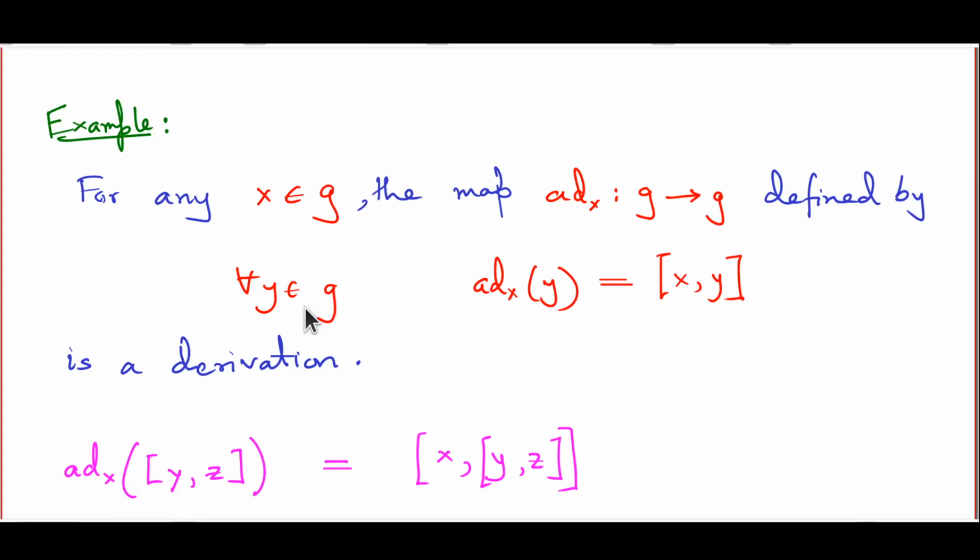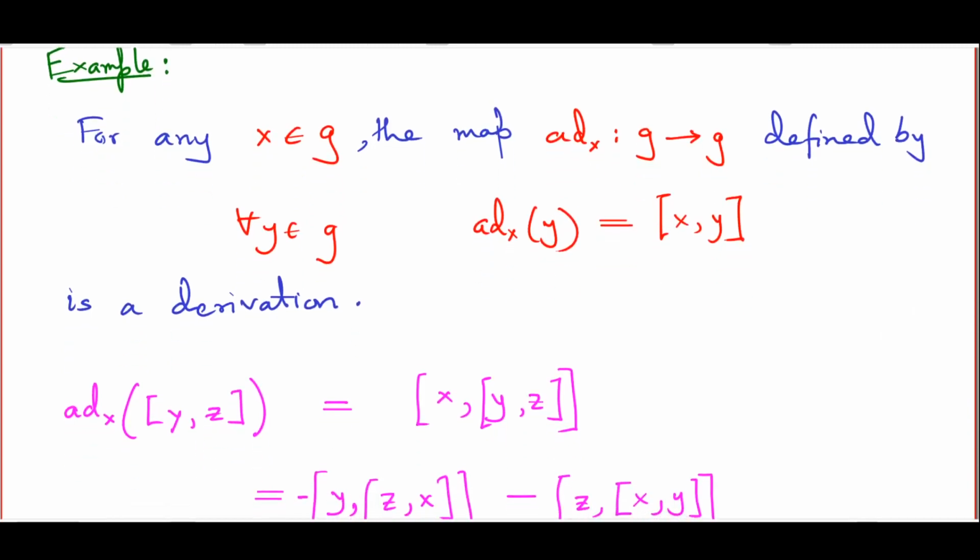Now, the claim is that this particular map is a derivation. And to check whether it is, what we need to do is apply ad x on a Lie bracket. Let us take the Lie bracket of two elements y and z of the Lie algebra. So ad x acting on [y, z] is of course the commutator, or the Lie bracket rather, of x with the Lie bracket [y, z].